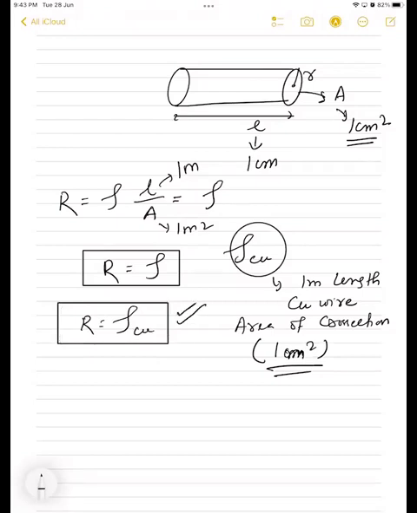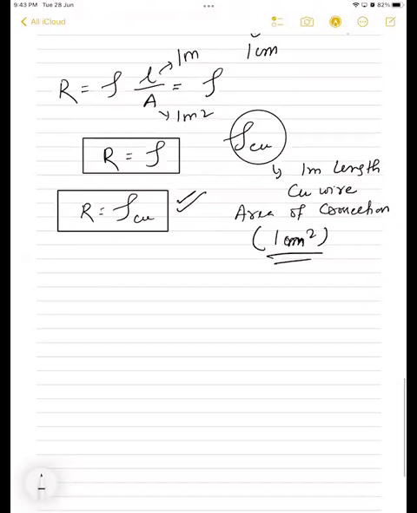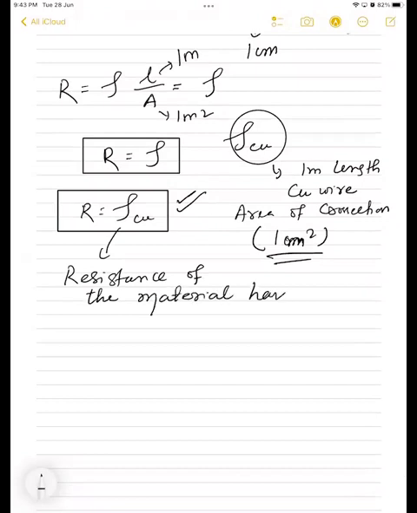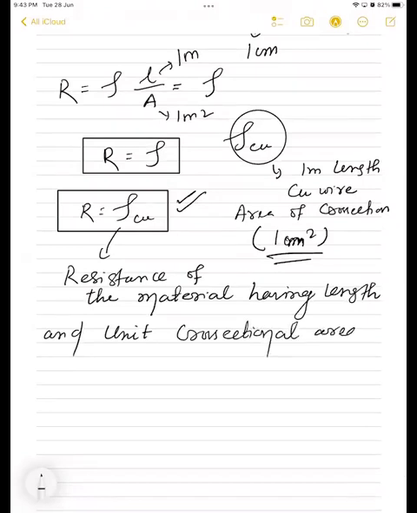The specific resistance of any material is defined as resistance per unit length, right? This is resistance per unit length per unit cross-sectional area. Resistance of the material having unit length and unit cross-sectional area. Understood, students? Understood or not? Till now you understood this. There is nothing new. You know all those things, right?